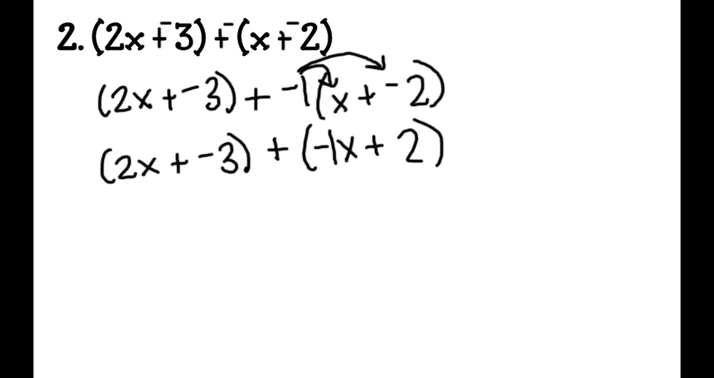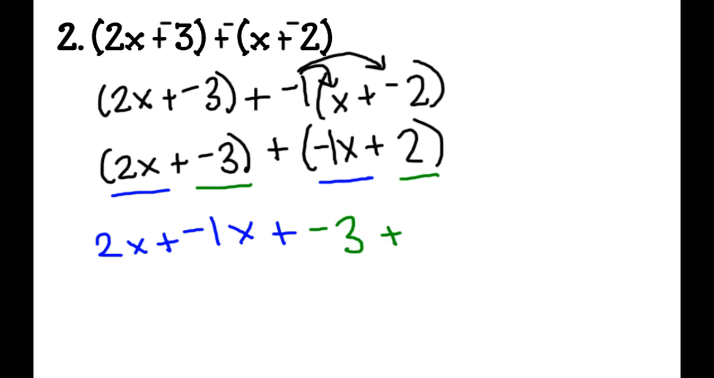Okay, then I'm going to underline my like terms. So we have 2x and negative 1x. So 2x plus negative 1x plus, my other like terms would be negative 3 and 2. So 2x plus negative 1x is going to be a positive 1x plus negative 3 plus 2 is negative 1. I should have made that green, sorry.